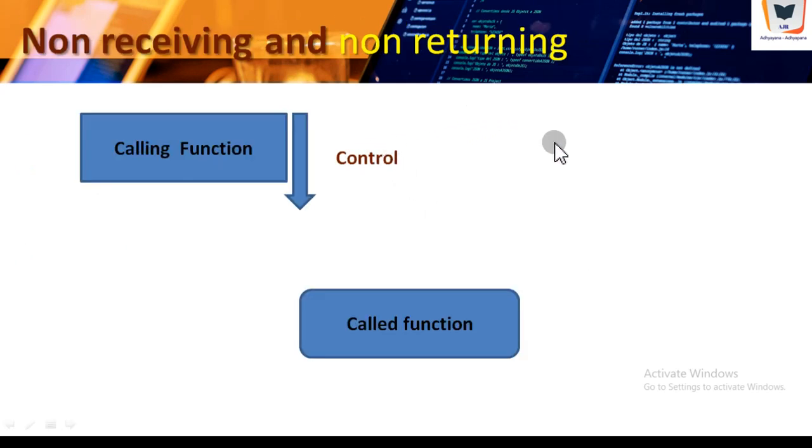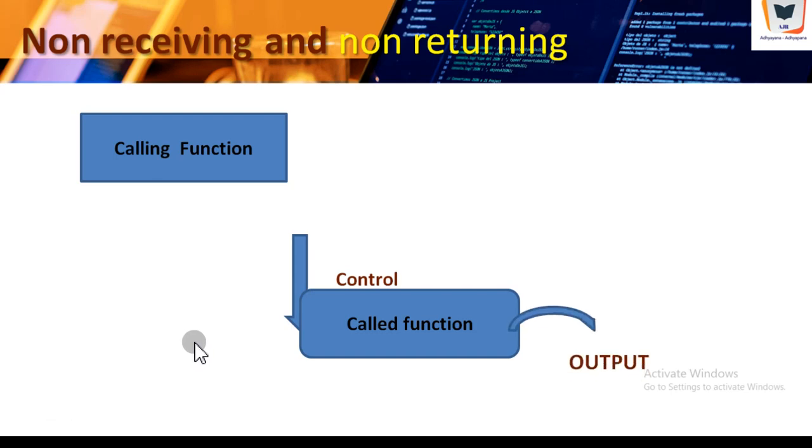So a non-receiving and non-returning function will function something like this. There is a calling function, say main or any other function, a sub-function of main. It's a calling function. So the calling function will call another function. It will pass only the control. It will only pass the signal. So receiving the control from the calling function, the called function will do whatever task is written or coded, and it will come out with the output. It may display the output, and it will wane away.